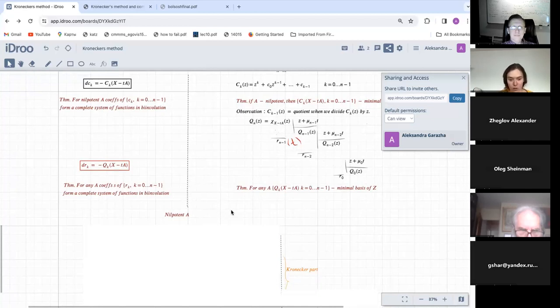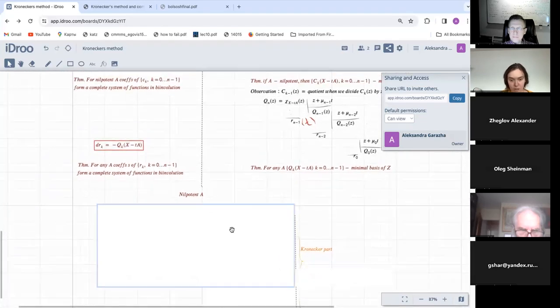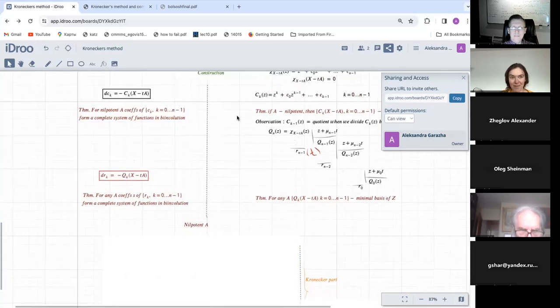So let me just show how it works when element A is nilpotent. What was the conclusion here? That obviously it would be much easier just to find these elements and not use this big journey with all this algebraic machinery and integration. Maybe it would be easier just to find these functions and prove that the coefficients complete the Kronecker part of the functions in bi-involution.